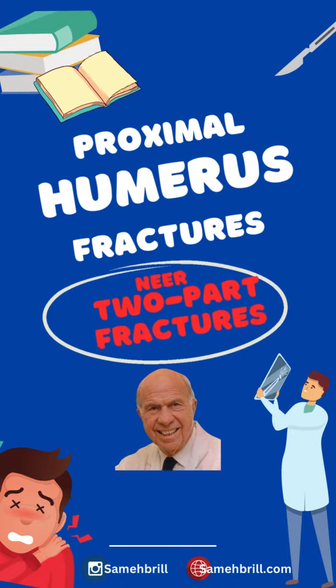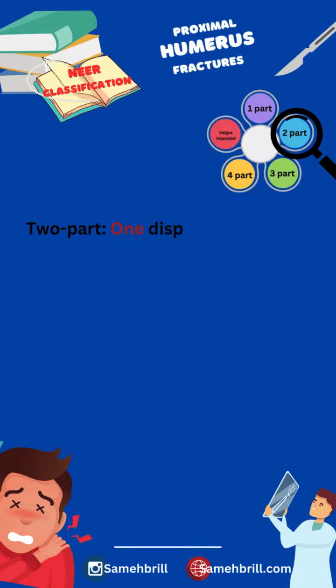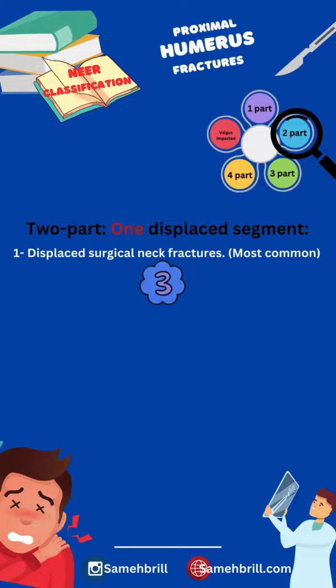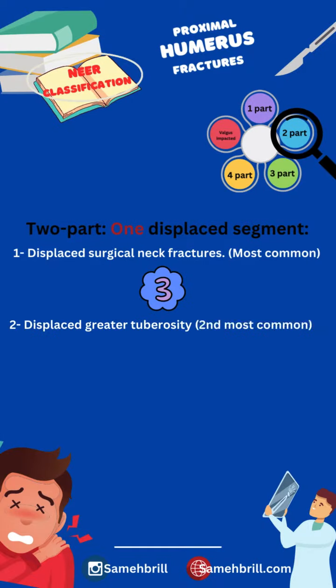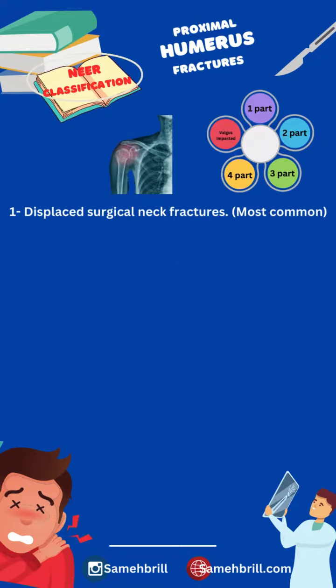Today we'll discuss Neer's two-part fractures in detail. Like we've mentioned, two-part fractures have one displaced fragment. They can be displaced surgical neck fractures, which have three subtypes, displaced greater tuberosity, displaced lesser tuberosity, and isolated anatomical neck fractures. Displaced surgical neck fractures are the most common two-part fracture pattern.